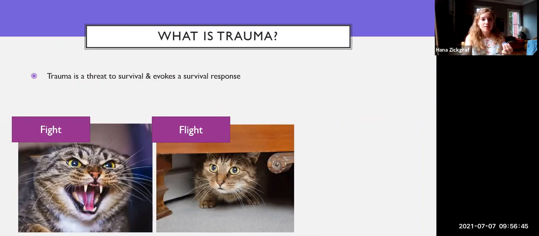So because trauma, by definition, is a threat to survival, it provokes a fight or flight response. Your sympathetic nervous system is designed for this. Your body is prepared to attack an aggressor or run away and hide when you're experiencing a threat to your survival. This is maintained by the sympathetic nervous system.